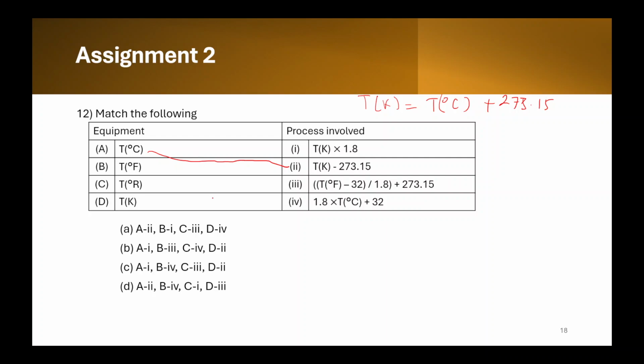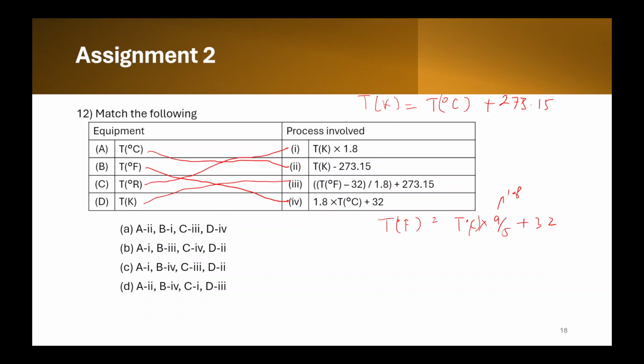The relation for degree Fahrenheit, what will be the correct answer here is, if we look at the fourth option, this is the correct answer because the relation between degree Fahrenheit and degree Celsius is into 9 by 5 or 1.8 plus 32. So B connects to 4. Rankine is another temperature scale, and its relation with Kelvin is, if we multiply the Kelvin temperature with 1.8, we get the Rankine temperature. And for Kelvin, now this is the last option, so it connects to 3.